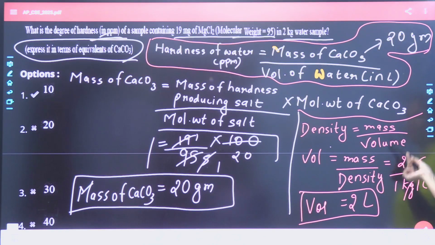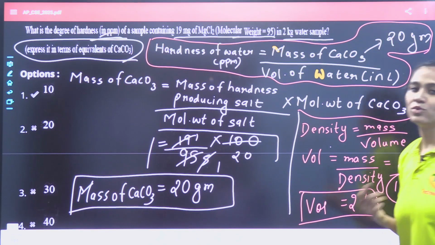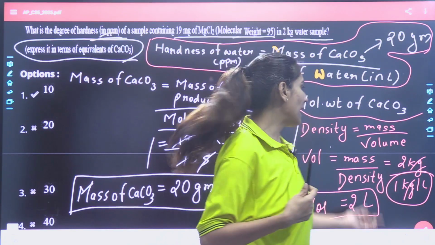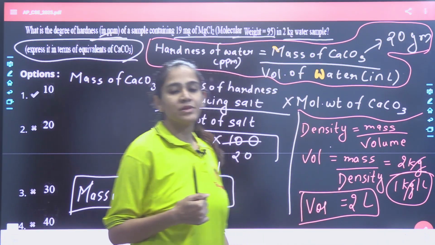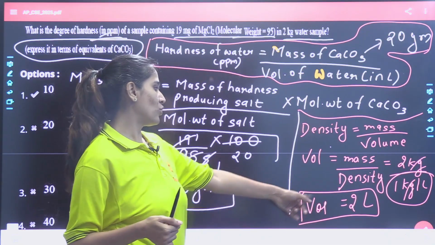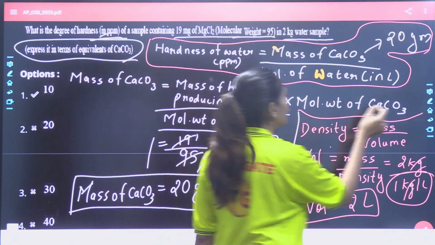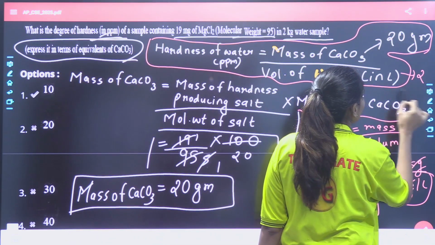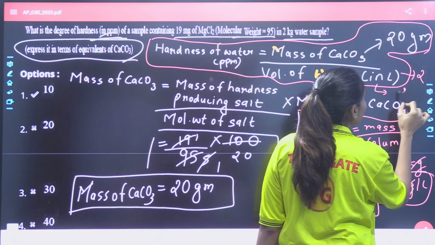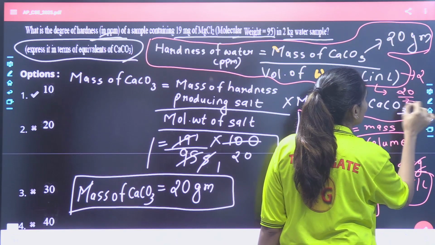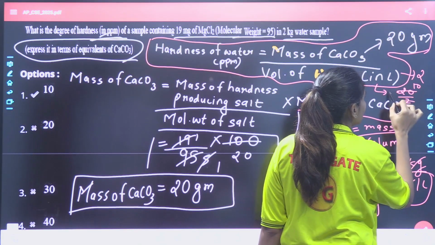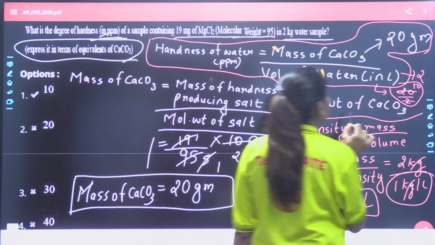Density is equal to mass upon volume, and the density of water is 1 kg per liter, because we already have mass in kgs, so we chose that value of density. So the volume would be 2. Here we would put 2. When we solve it, 20 divided by 2, we would get 10 parts per million.